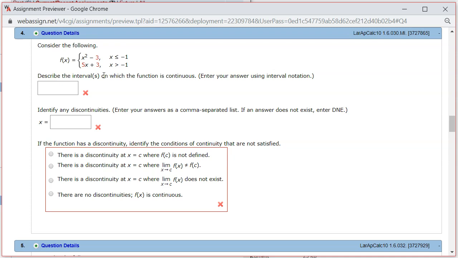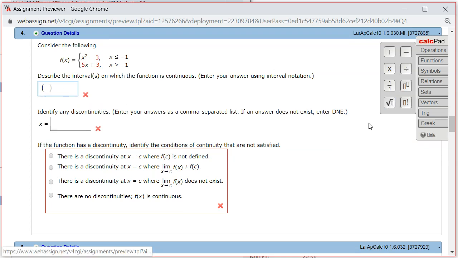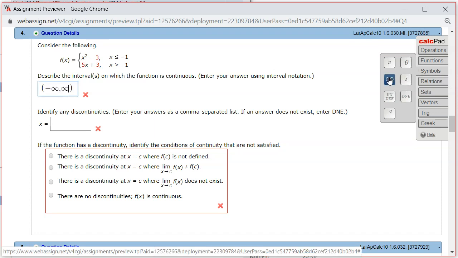So you can see that coming from both directions, the tendency is going to -2. They match up quite nicely. So there is no discontinuity at x equals -1, which means there is no discontinuity at all. So the interval is going to be negative infinity to positive infinity.